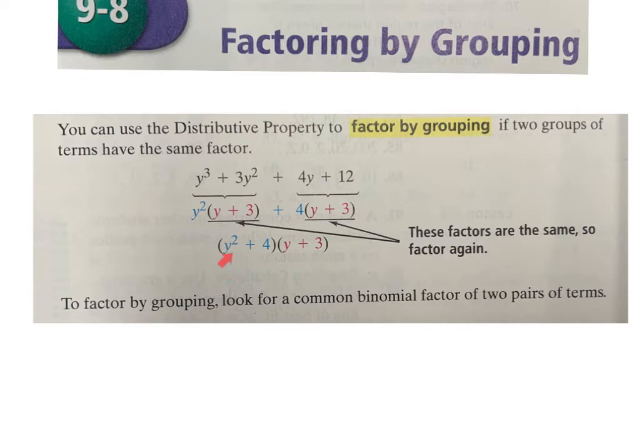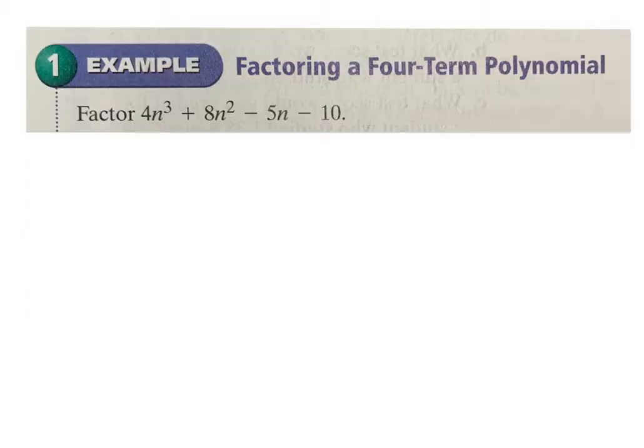And if you were to FOIL this, you get y squared times y, that's y cubed. Y squared times 3, that's 3y squared. 4 times y, 4y. And 4 times 3 is 12. So if you were to FOIL this, you would get what you started with, which tells you this is the correct factoring of it. And so what you're looking for is a common binomial once you factor by grouping. So let's do one of these.